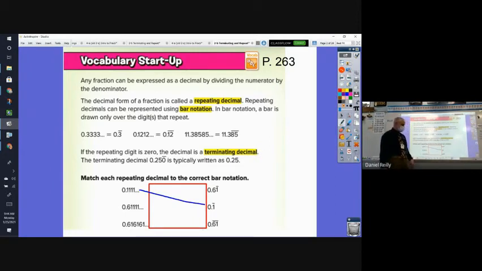0.6111111. Kenny? The top one, because the 6 is not repeating, right? Only the 1. So the bar only goes over the 1. If both of them are repeating, 6161616, then the bar goes over both, right? Okay? So you'll have practice with this stuff as we move along today.